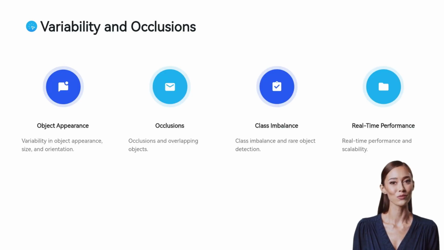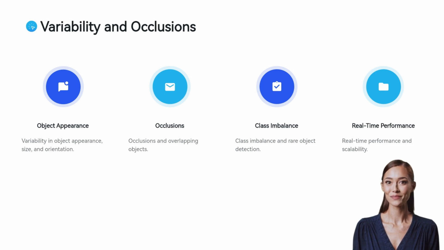Despite the progress in object detection, several challenges remain. Object variability. Objects can appear in various sizes, colors, and orientations. Handling these variations is difficult, particularly when objects look different due to lighting conditions or environmental factors. Occlusions. In real-world scenarios, objects often overlap or are partially hidden behind other objects, making detection more complex.